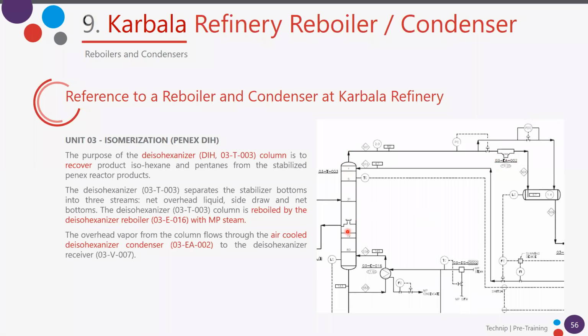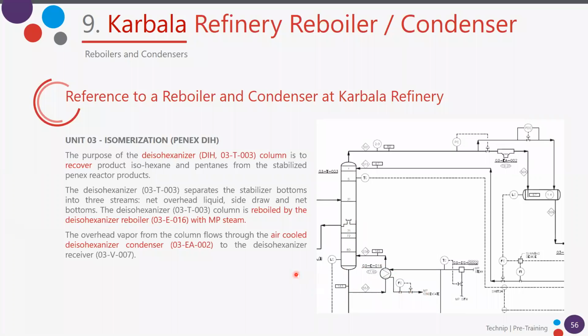We also have the side draw liquid. This stream is the one we saw in the heat exchangers session, where the side draw liquid is this one, was cooled down with an air cooler first and a shell and tube after. And we have the net bottoms, where the desioxanizer column is reboiled by the desioxanizer reboiler with medium pressure steam.